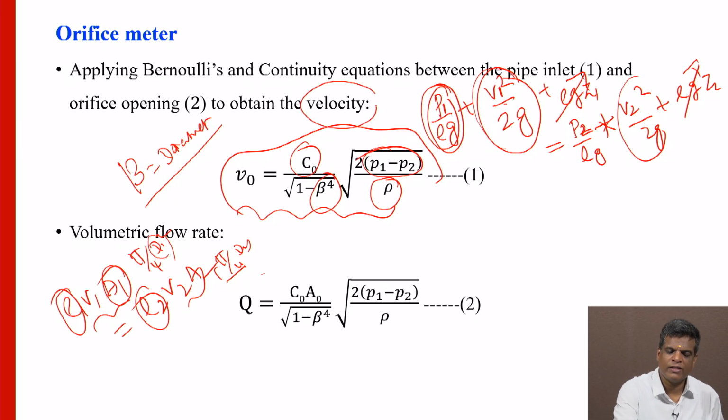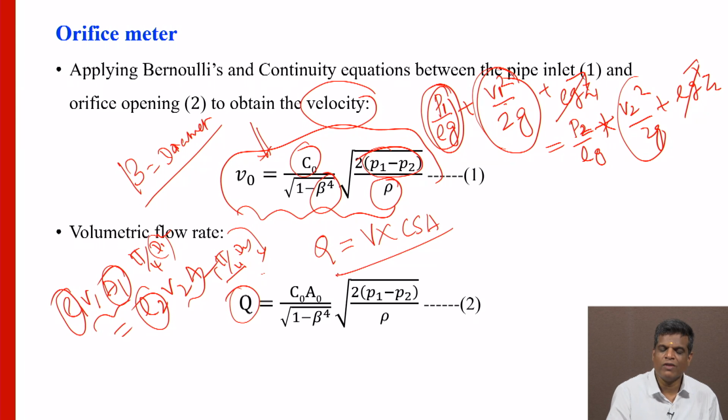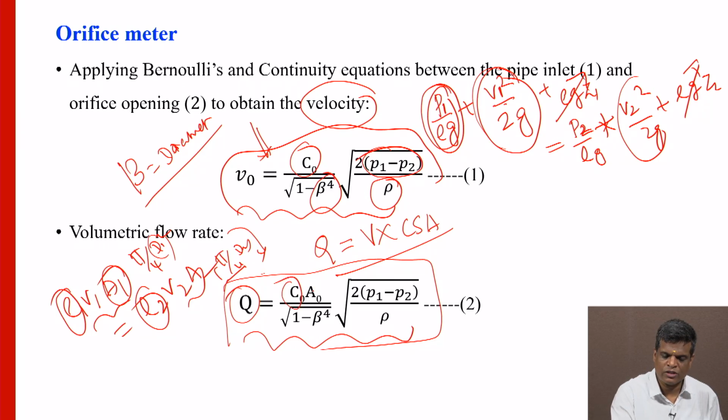So velocity we got here, we can use the velocity equation. Then the volumetric flow rate we can always get by multiplying velocity into the cross sectional area. So we get the volumetric flow rate of an orifice meter. This equation we can use to find the volumetric flow rate in the pipe. There is C naught, the orifice coefficient, then A naught, the orifice meter cross sectional area, then 1 minus beta power 4, the diameter ratio, pressure drop, then density.